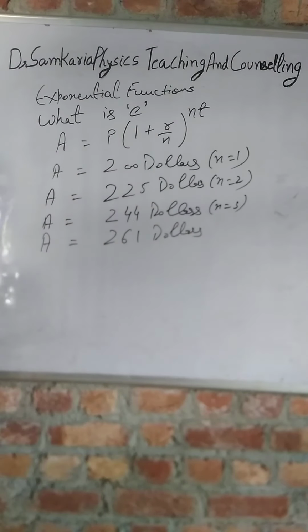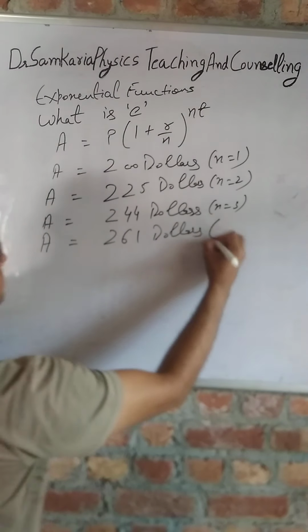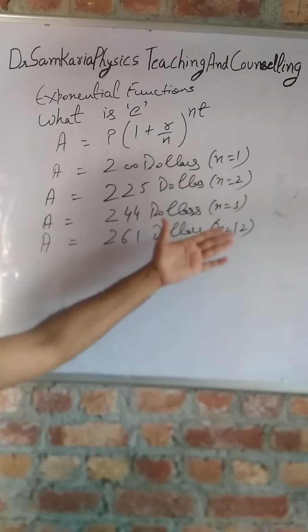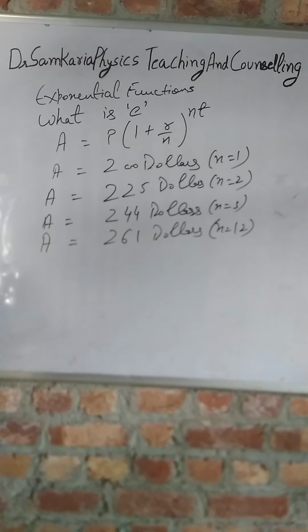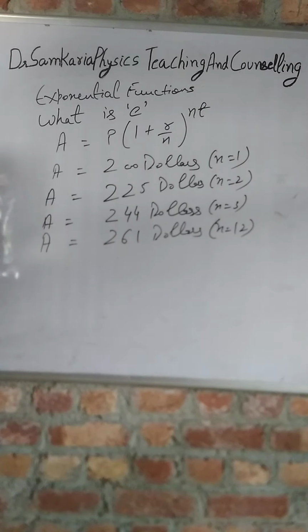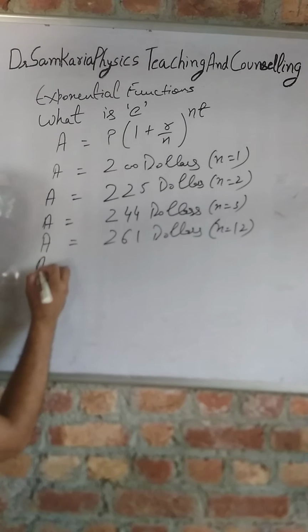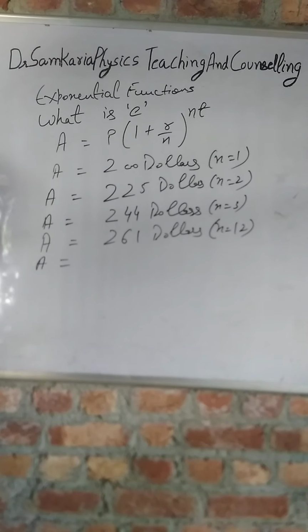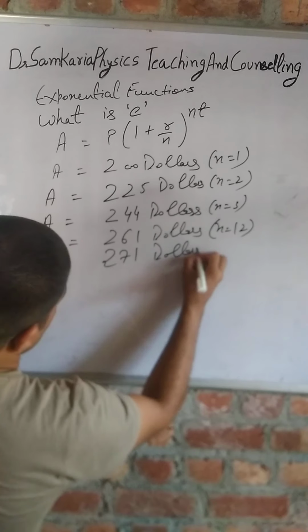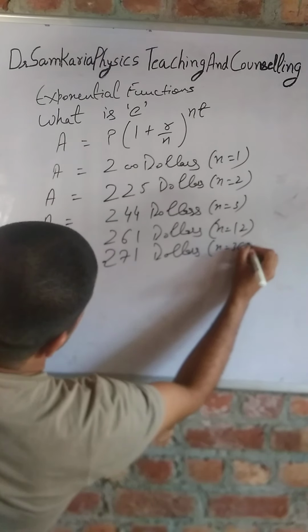Now suppose there is one very generous bank. This is for n is equal to 12. It means every month your money is compounding. Now suppose there is a very generous bank that compounds my money daily. So for that your n will be 365, because in 1 year you have 365 days, and you will see that your amount will be approximately $271 for n is equal to 365.